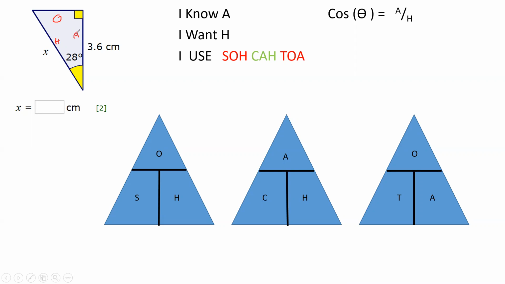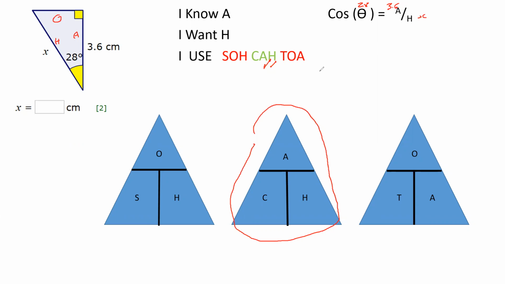So I want A. No, A I know, I want H. So we're going to use CAH, which also means we're going to use this magic triangle. We go down the magic triangle route. Because it's CAH, we know cos theta equals A over H. We know that that's 28. We know that that's 3.6. And we know that that's X.